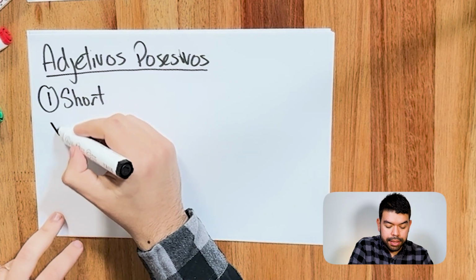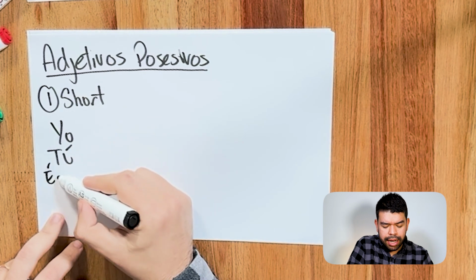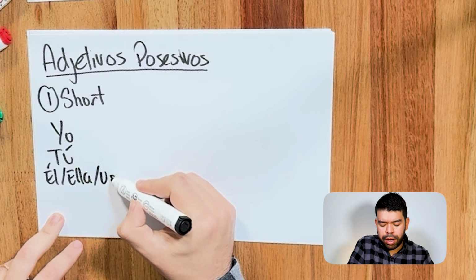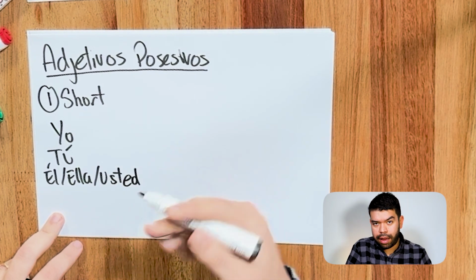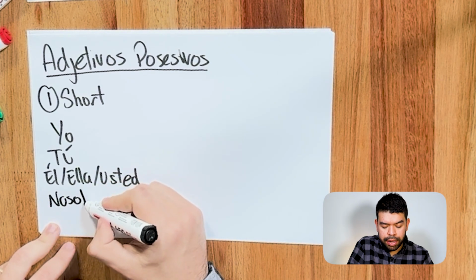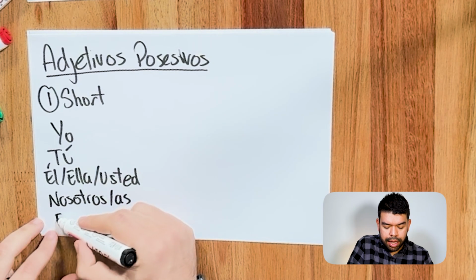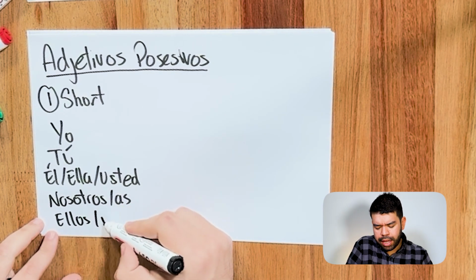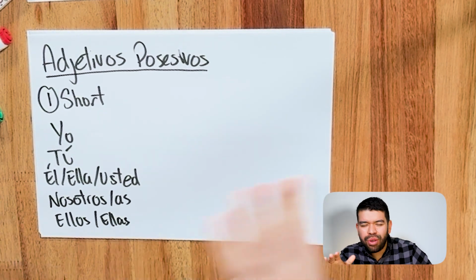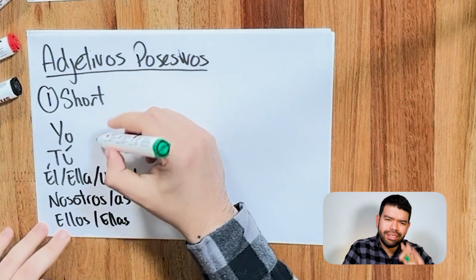So look at this. Yo, tú, él, ella, usted. You know why we're doing this, right? Because they basically have the same logic. And nosotros, that could be nosotras, and ellos y ellas, right? You know that. I know you know that. And you're like, oh, Juan, come on, hurry up. I know that already. Chill.